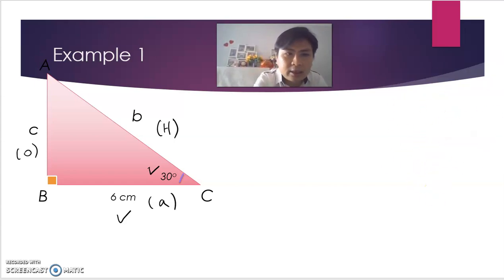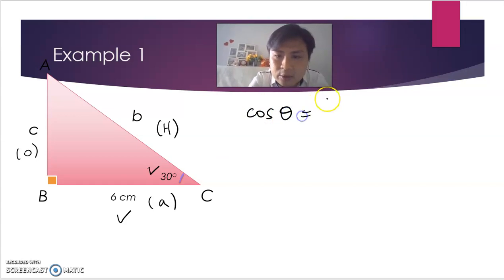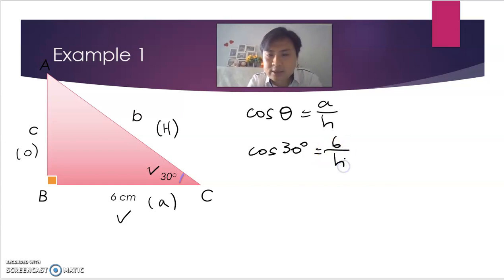Now I will find it using cosine. Cosine theta equals A over H. Our angle is 30 degrees, so we use cosine 30 degrees, which equals the value of A, which is 6, over the value of H, which is just H. So 6 over H. Now we want to find the value of H. How do we do that?